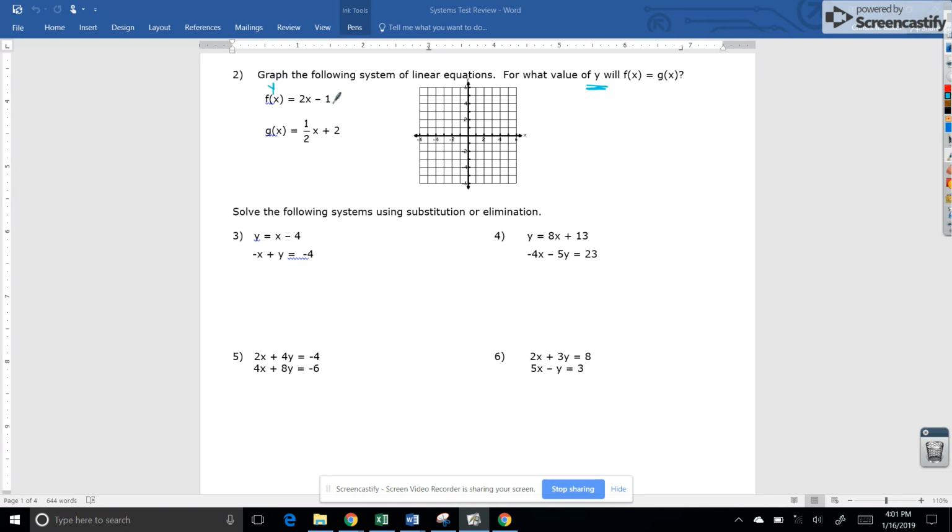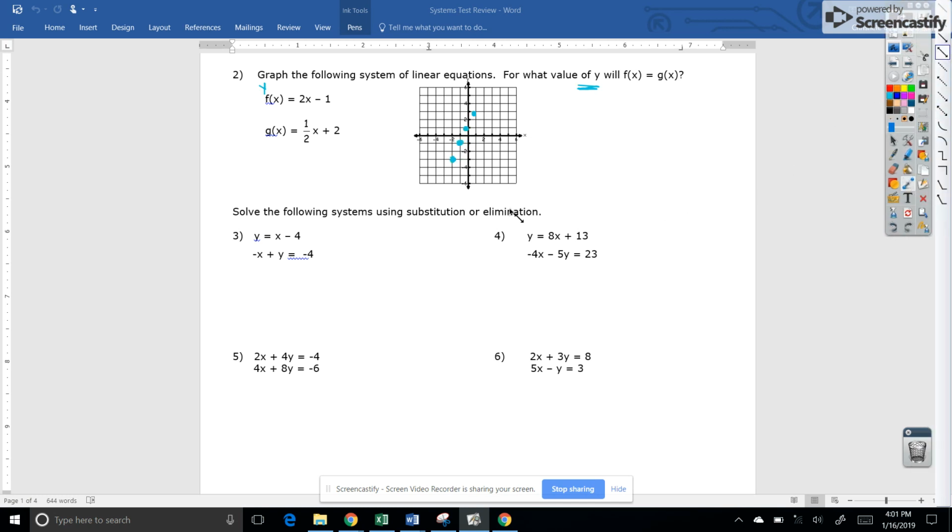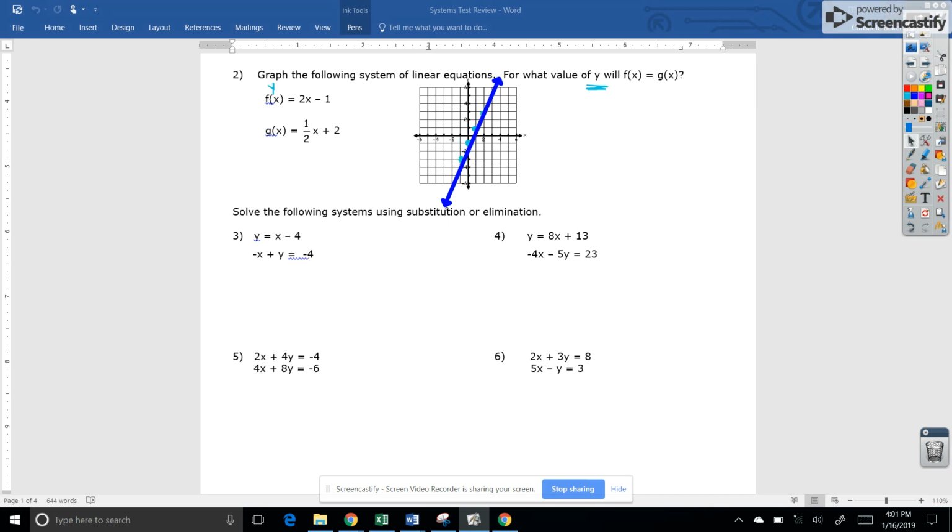It's no different. So my y-intercept is negative 1, so I'm going to start down here. And my slope is 2 over 1. So up 2 to the right 1, up 2 to the right 1. I can also go down 2 to the left 1. And I'm going to connect that with a nice line with arrows on both sides, showing that it goes on in both directions forever and ever.